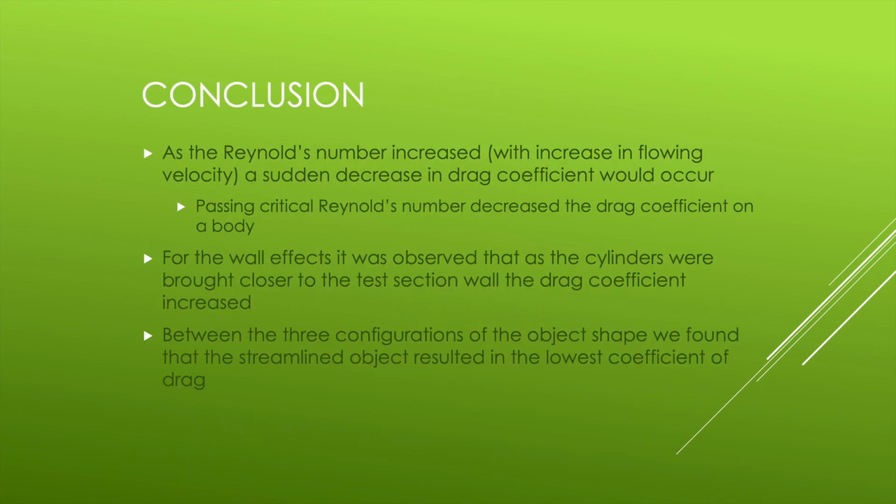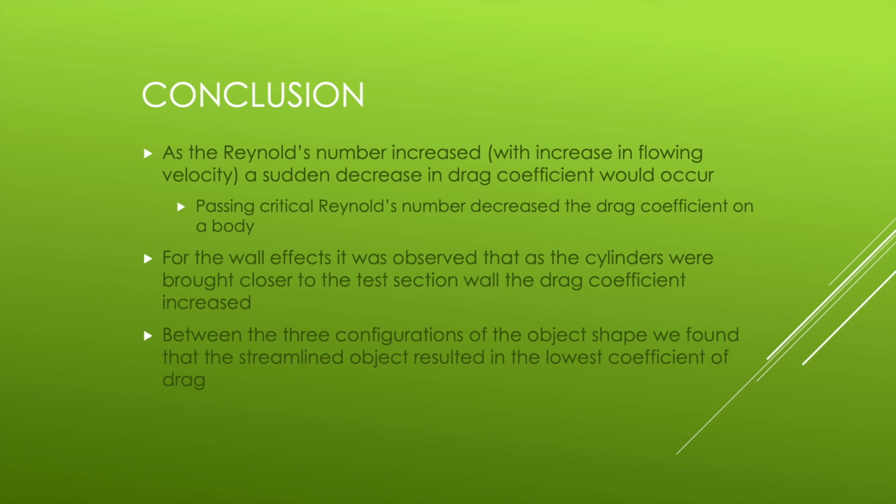After conducting this experiment, we found that an increase in the Reynolds number would cause a sudden decrease in the drag coefficient, and that is due to passing the critical Reynolds number. We varied the Reynolds number by increasing the flow velocity. For the wall effects, it was observed that as the cylinders were brought closer to the test section wall, the drag coefficients increased.